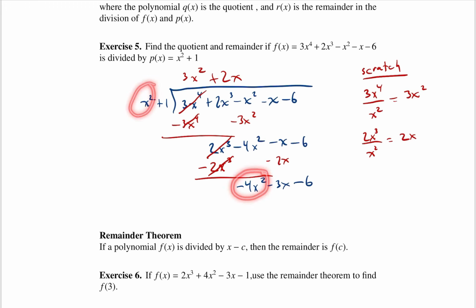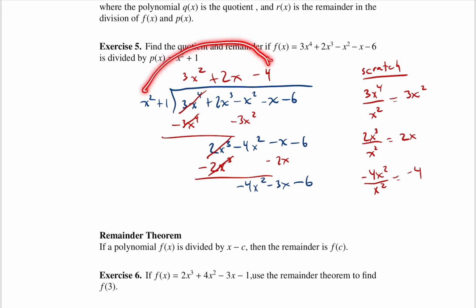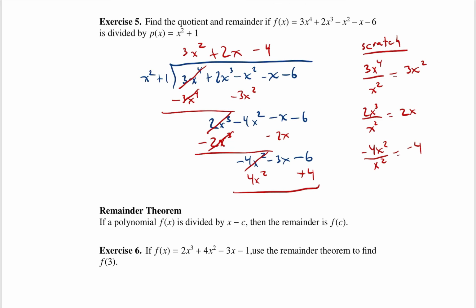First term divided by first term will be negative 4x^2 divided by x^2 is negative 4, so that would go up here. And we distribute again. That'll be negative 4x^2 minus 4. Make sure it's aligned. Parentheses, subtract, distribute the subtraction. Now this will become positive, and this will also become positive. So I'm going to erase that and change it to a positive. These will cancel, and our remainder will be negative 3x minus 2. That is our remainder function.